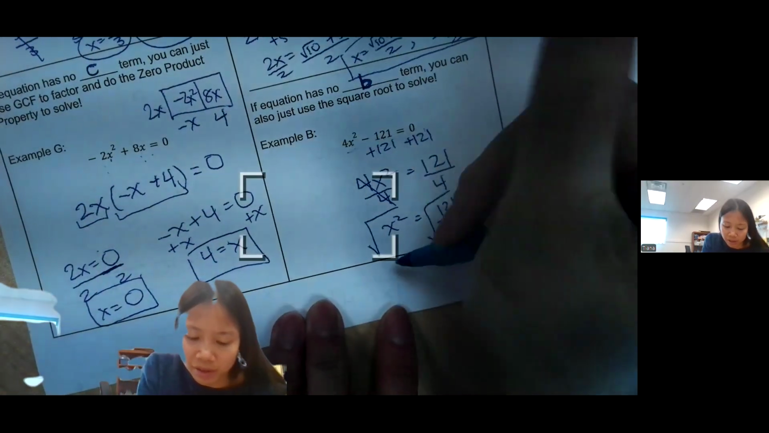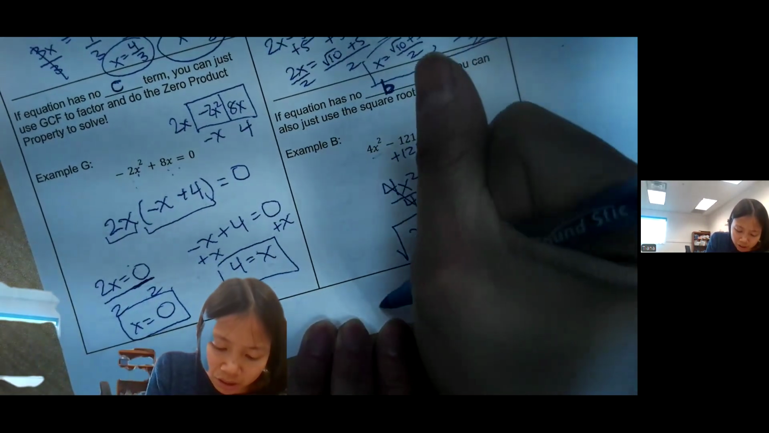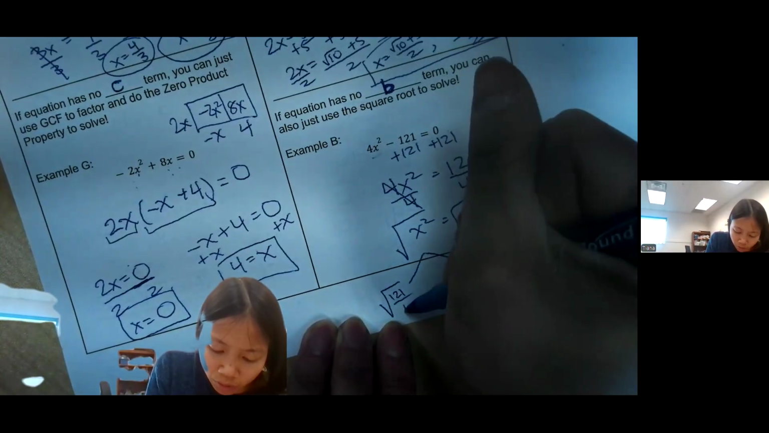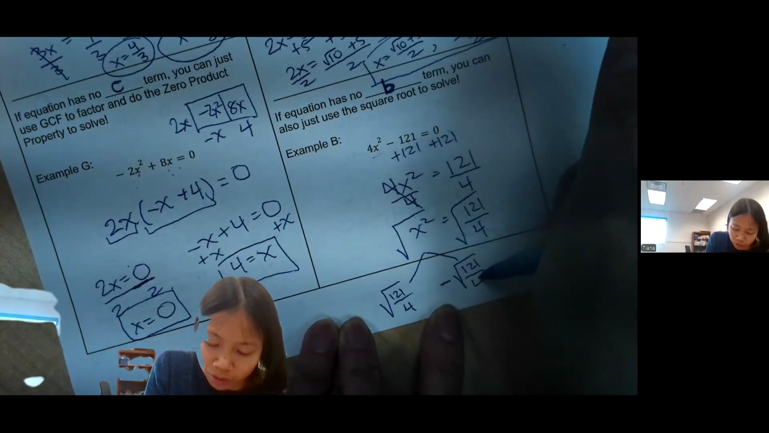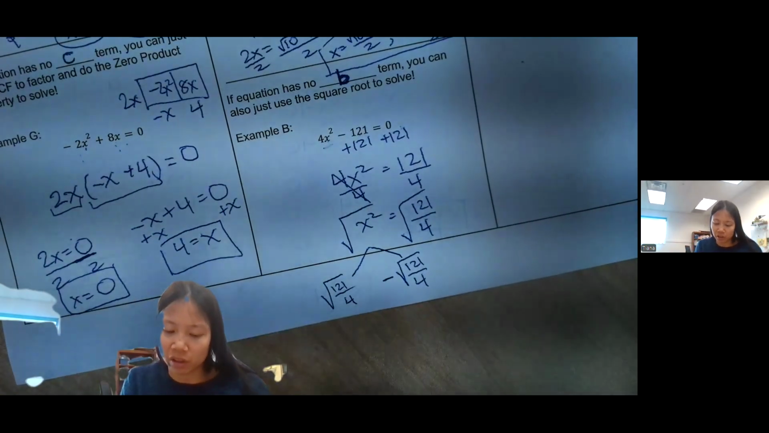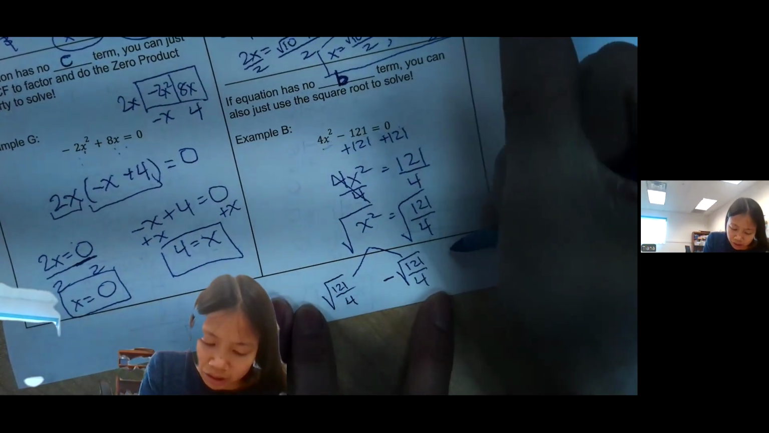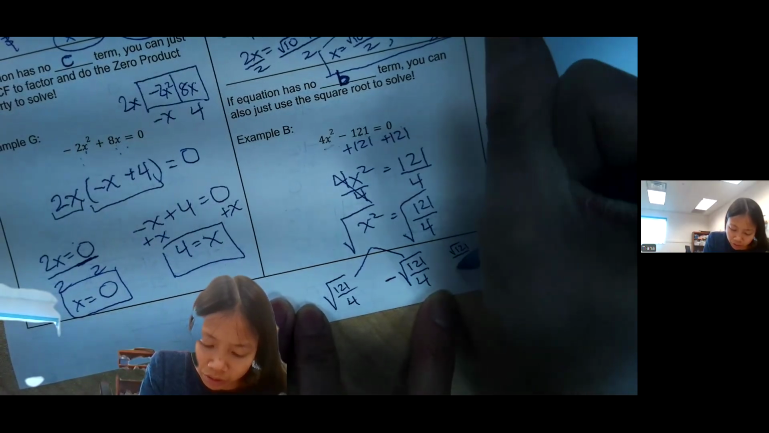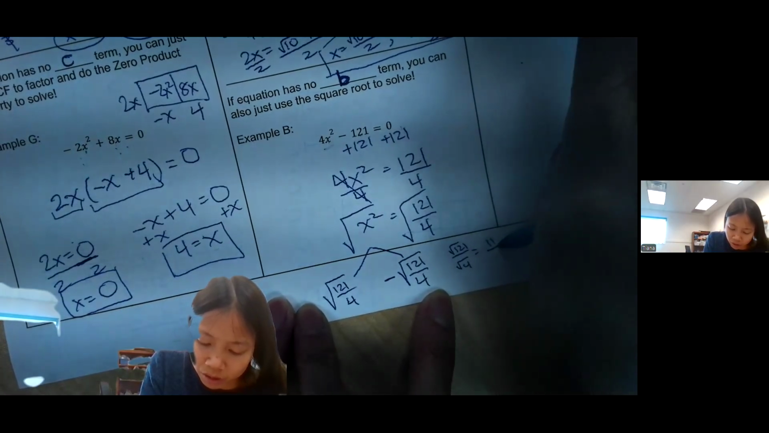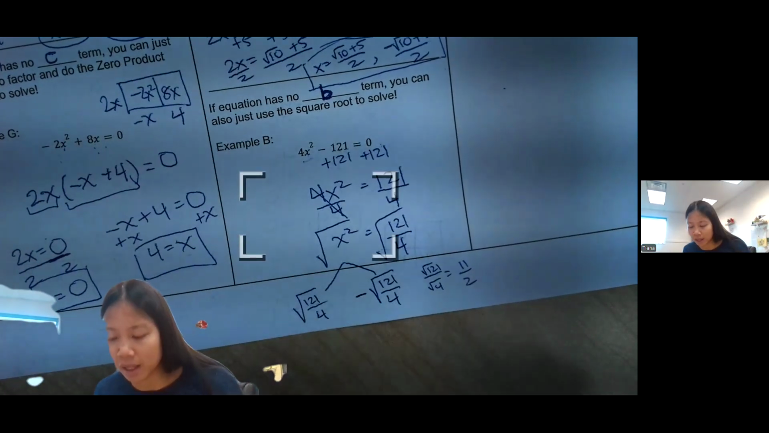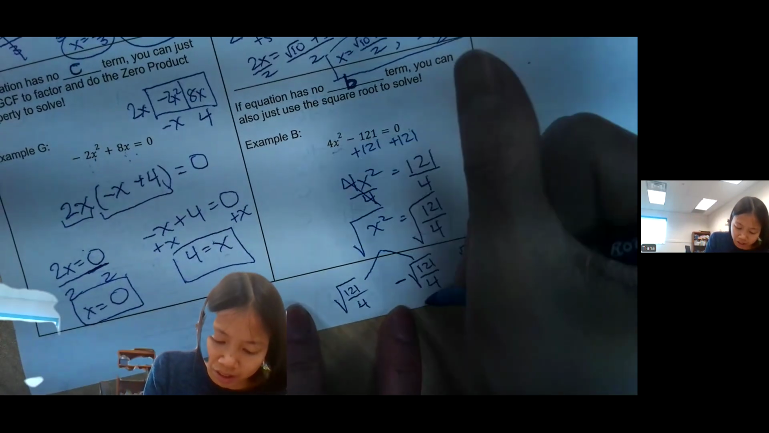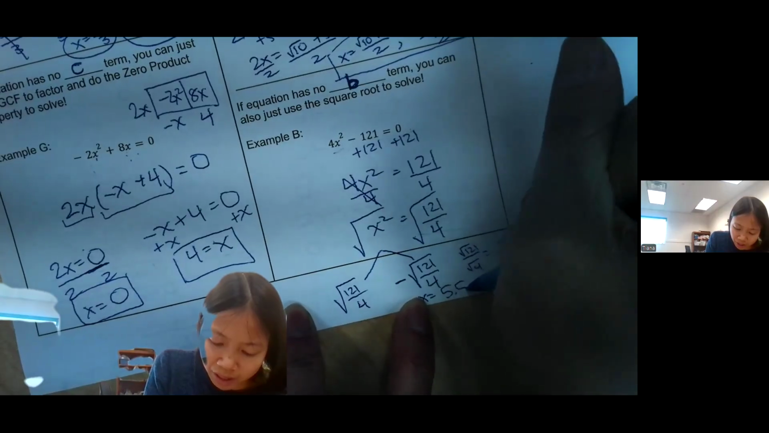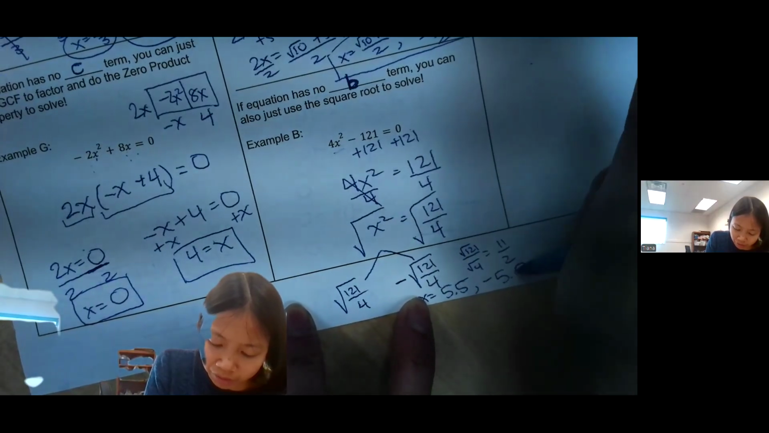Again, this gives me two different answers. I could have a positive square root 121 over 4, or I could have a negative square root 121 over 4. You can actually simplify this further. You can type it in a calculator if you want to, but square root of 121 over square root of 4 is the same as 11 over 2. So you just have a plus or minus 11 over 2, which is 5.5. So x could equal positive 5.5 or negative 5.5.